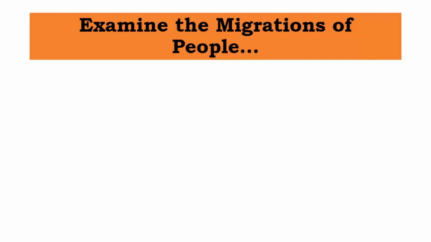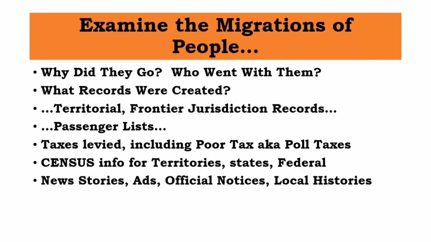We're going to examine the migrations of people. Like, why did they go? That's one of the first things. If you've got family stories that have told you that, for instance, my husband's grandfather and grandmother were on their way to Bozeman when the train actually stopped, and they went to see a cousin in Harlowton, Montana. And suddenly they decided that they would be the dentist and wife for Harlowton, Montana.